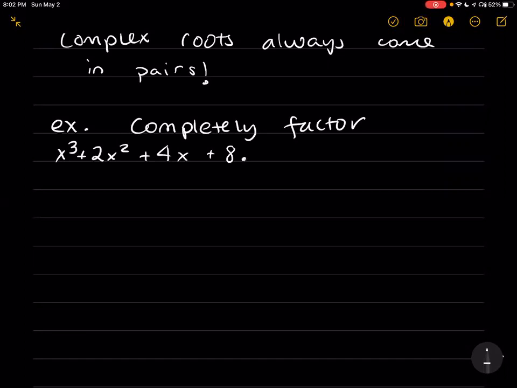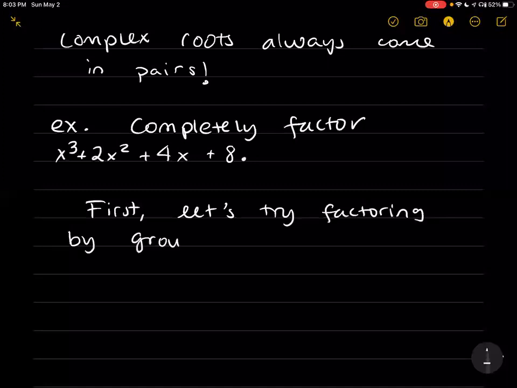Okay, so this is a cubic, and we want to go ahead and completely factor it. So we want to write it in linear terms. Because it's a cubic, I'm going to try factoring by grouping first, which you might remember from previous sections.